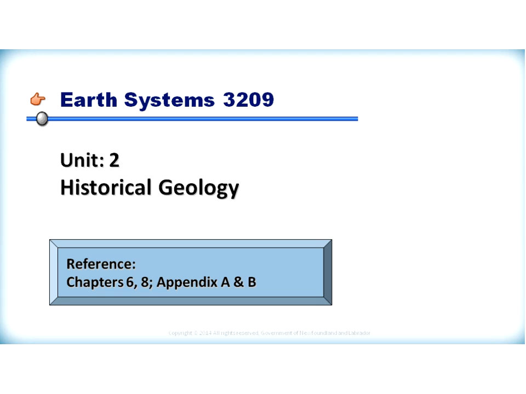Solar Systems 3209, Unit 2, Historical Geology. References can be found in Chapter 6, Chapter 8, Appendix A, and Appendix B.